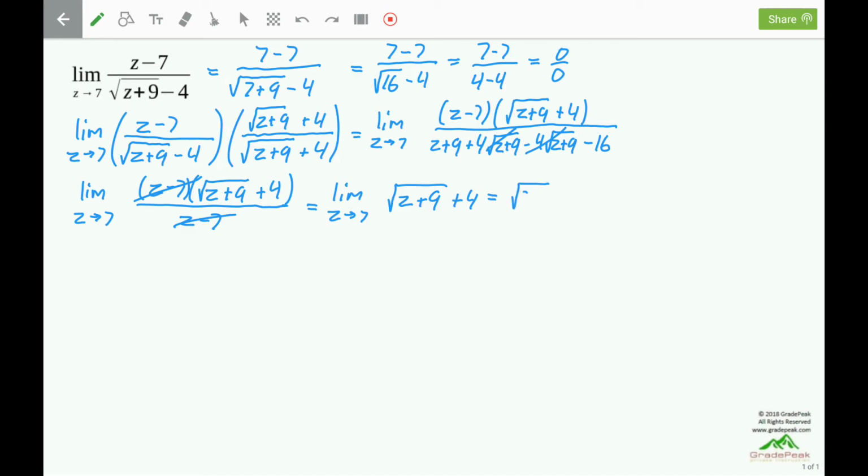Plugging in the 7, that gives me the square root of 7 plus 9 plus 4. I no longer have the 0 over 0 indeterminate form, so we should be able to get a result of this limit. 7 plus 9 is 16. The square root of 16 is a 4, plus the 4 gives us an 8.